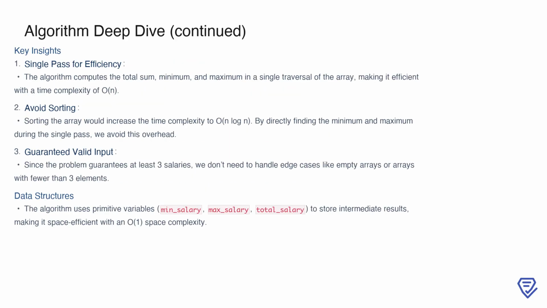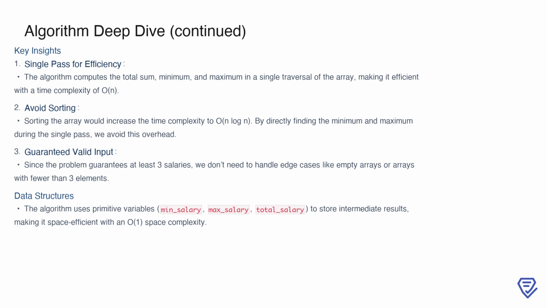The algorithm's design has some key insights that make it both efficient and elegant. First, it uses a single pass through the array to compute the total sum, minimum, and maximum values, which ensures a time complexity of n. This is much faster than alternative approaches like sorting, which would increase the complexity to n log n. By avoiding sorting, we maintain efficiency.